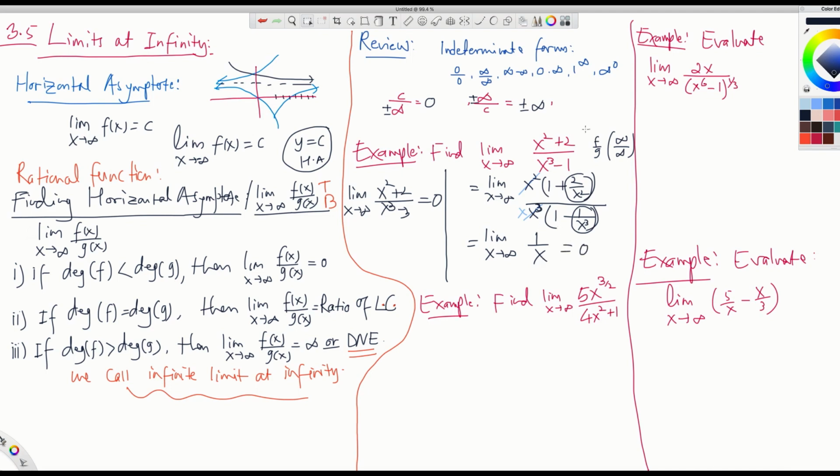So the answer for this problem is 0, meaning when you go to the very right, the graph of this function goes to almost 0. That's what it is saying. So it goes to the x-axis. You can plug the whole thing into a graph and check where it goes when you go to the extreme right.